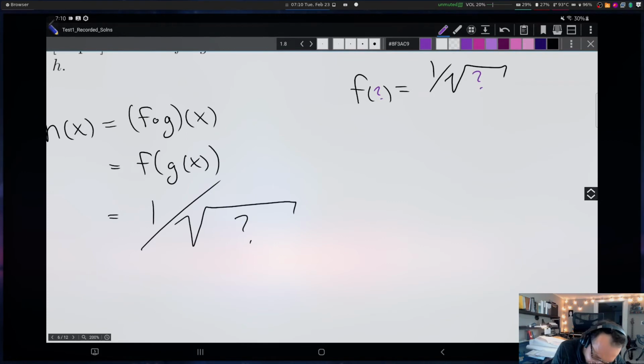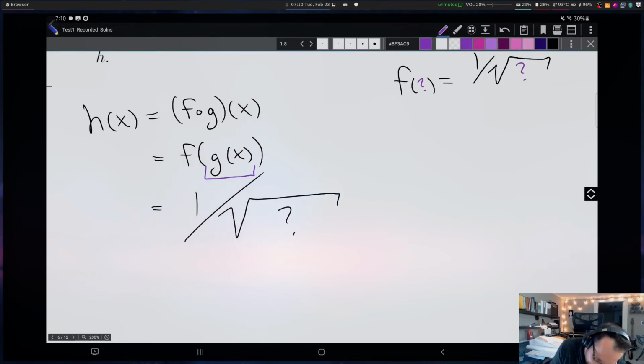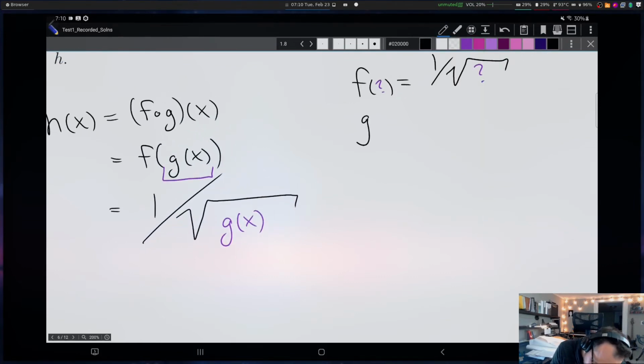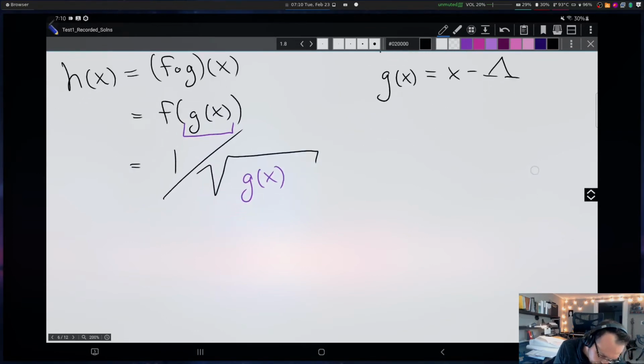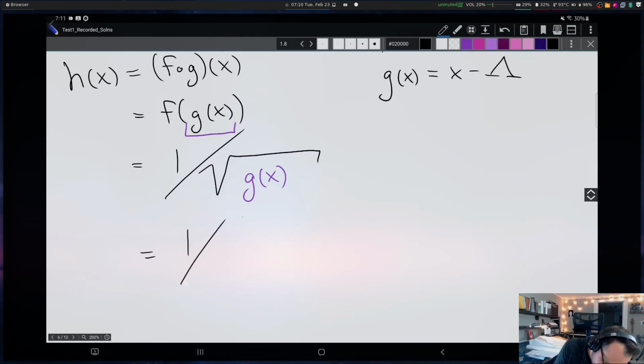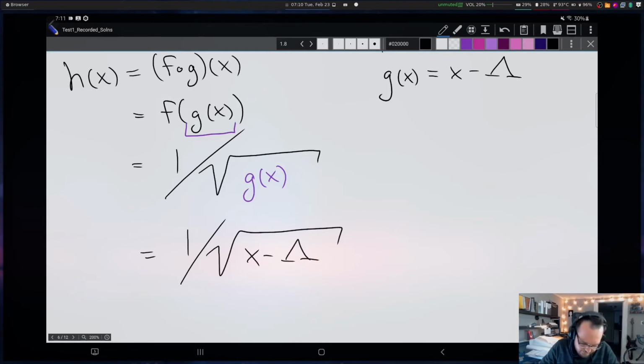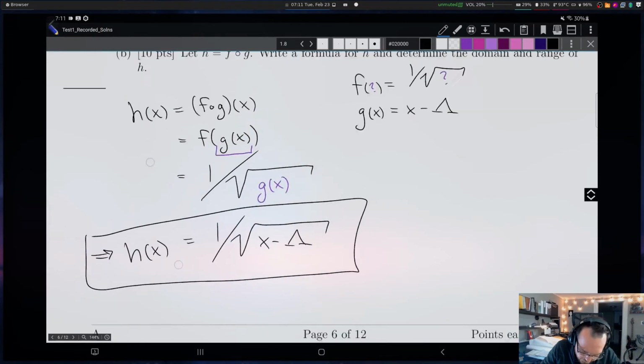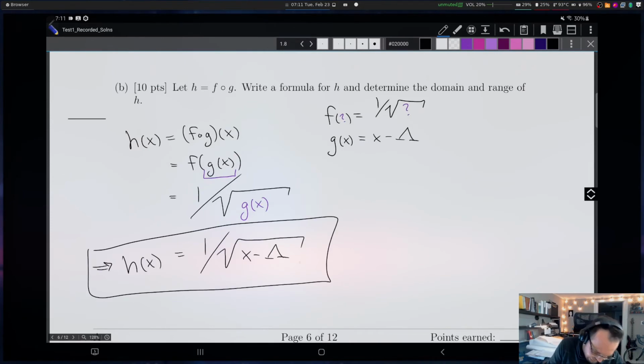Okay, so what am I feeding into f here? I'm feeding in this g of x. So that's what needs to go into this. Okay, but then I had another name for g of x, right? G of x was this x minus capital lambda. So I can go ahead and substitute that in now. Okay, and that is my h of x. And that is at least part of the solution. I think what they wanted here was just a formula for h of x. And they want to know what is the domain and range of this.